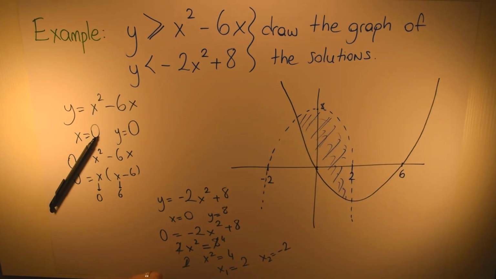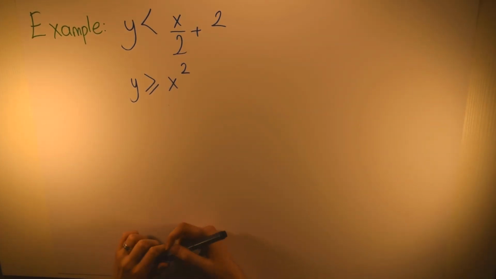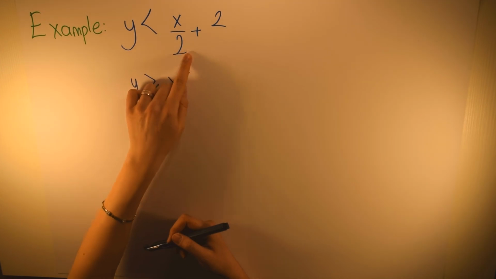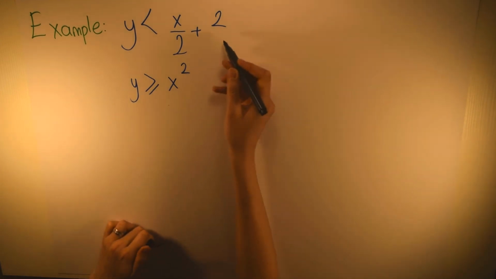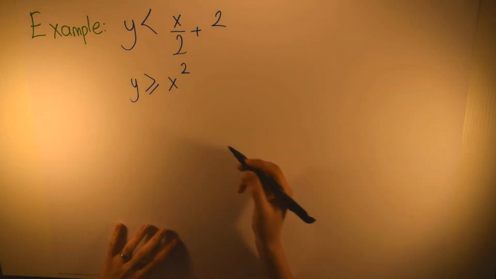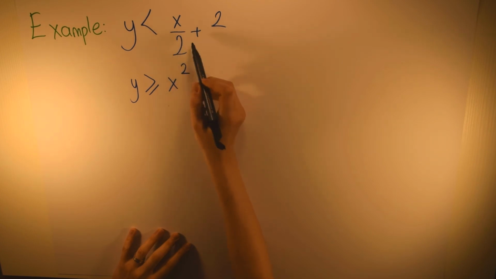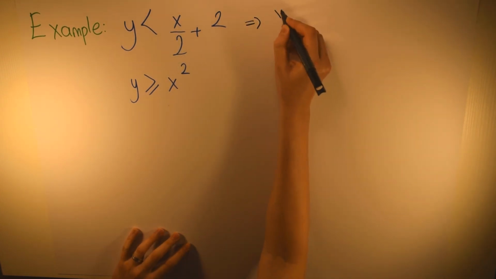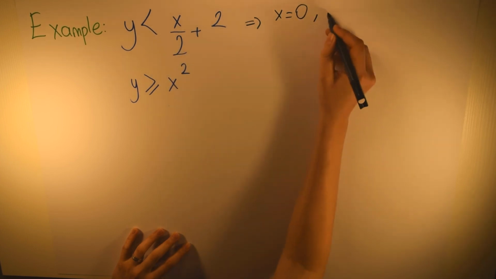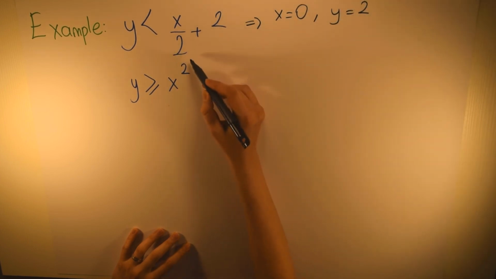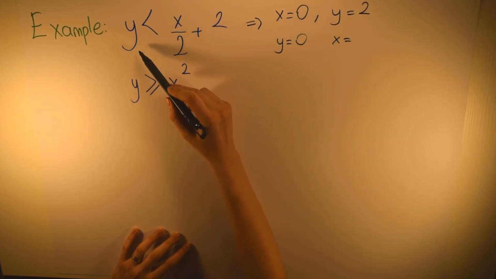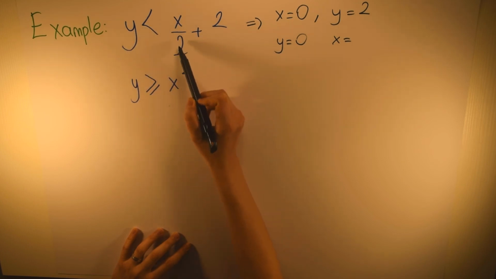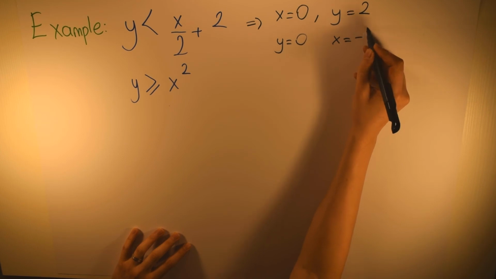So this is the graph of these two inequalities. In this example, we have y is less than x over 2 plus 2, and y is greater than or equal to x squared. So here we have a linear equation, but we will do the same thing. You just think of this as a normal equation, and then when x is equal to 0, y is equal to 2. When y is equal to 0, then this will be minus 2 times 2, so x will be equal to minus 4.